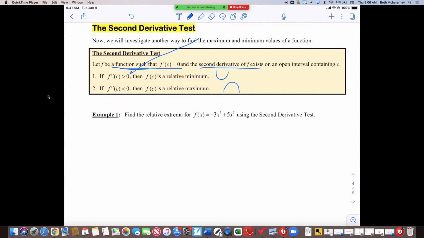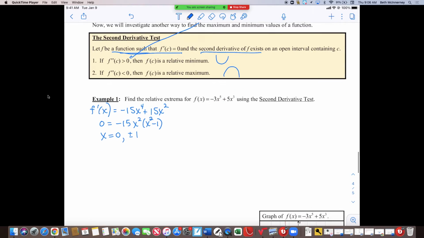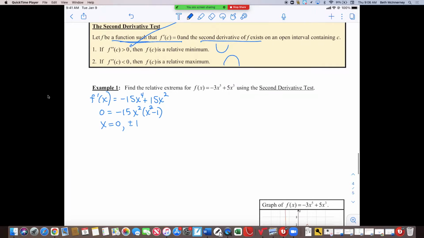I'm going to go ahead and get started. I'm going to find the first derivative, which is negative 15x to the fourth plus 15x squared. I do need to find where the first derivative is 0. So those are my, in fact, c values. So those are the values for c.